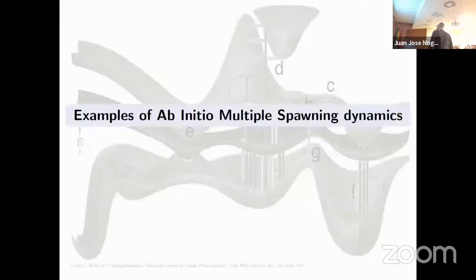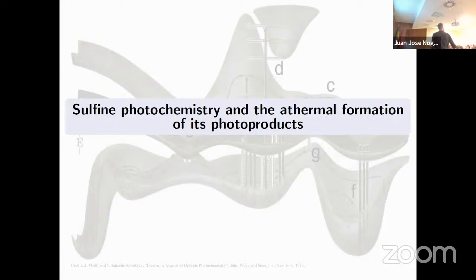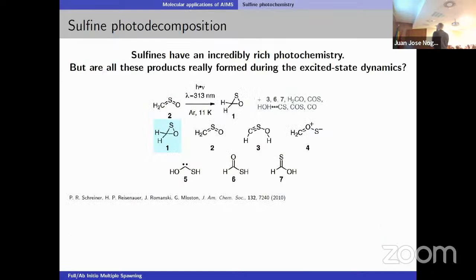I propose just to kind of drive you through a few steps. We're almost at the end, just to show you the kind of calculation that we can do. There have been quite a lot of molecules that have been done with the ab initio multiple spawning. I selected just a few examples. I think that I added a few more slides at the end of this lecture, just to show you more information if you want more examples, right?